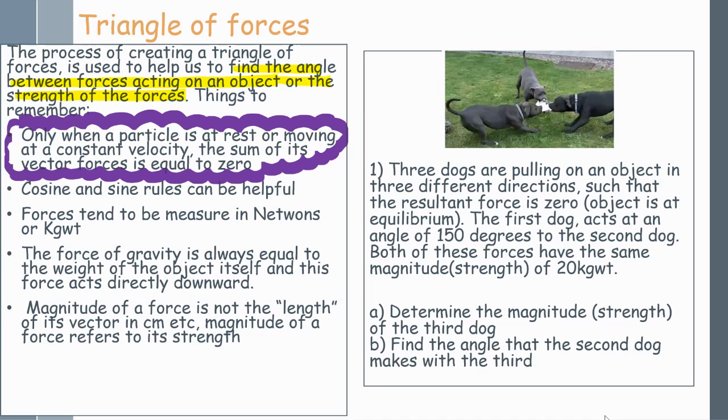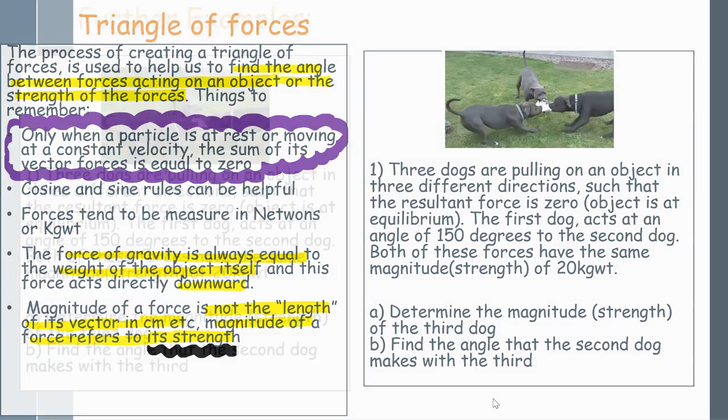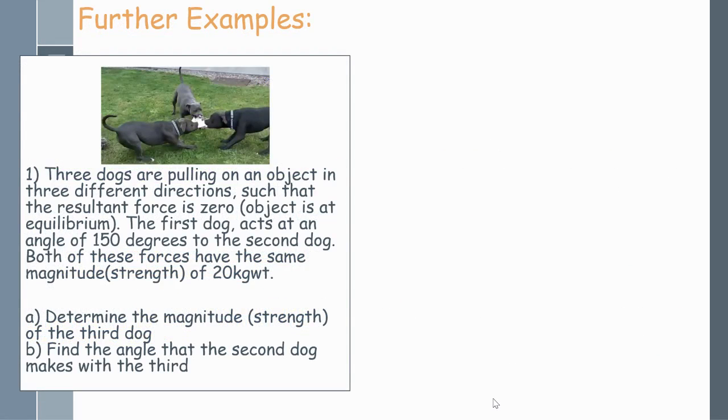The cosine rule and sine rule can be helpful here. And remember that forces are measured in newtons, or we use kgWt as shorthand. The force of gravity is always equal to the weight of the object itself, and gravity always acts directly downwards. Note here that the magnitude of a force is not the length of its vector in, say, centimeters or other units. The magnitude of a force refers to its strength in pulling or pushing an object.